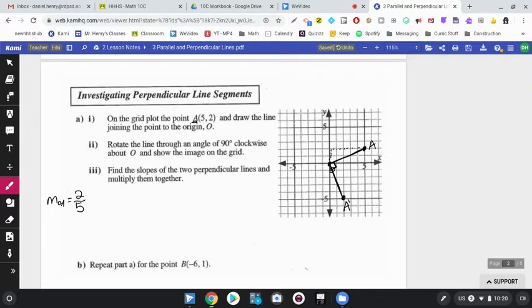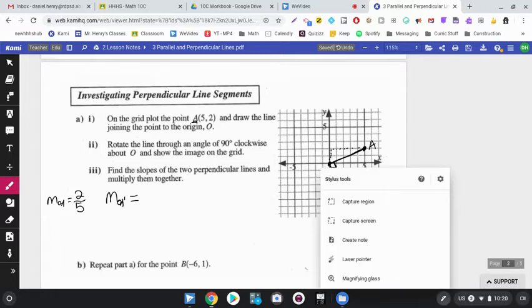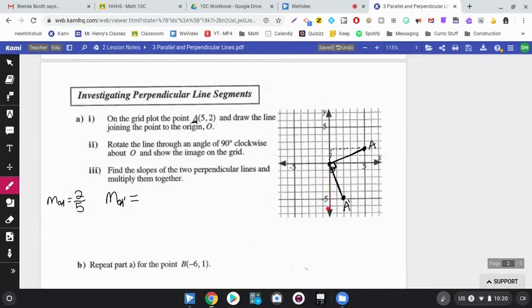Whereas the other one, the slope of O to A prime, well, that one's a lot different. I'm going from here to here. I go down 5, negative 5, and then I run 2. And I'm comparing 2/5 and negative 5/2. So, okay, parallel lines, I had the same slope. Perpendicular, no, those are definitely not the same. But maybe I'm seeing some sort of connection. Then it says multiply them together.